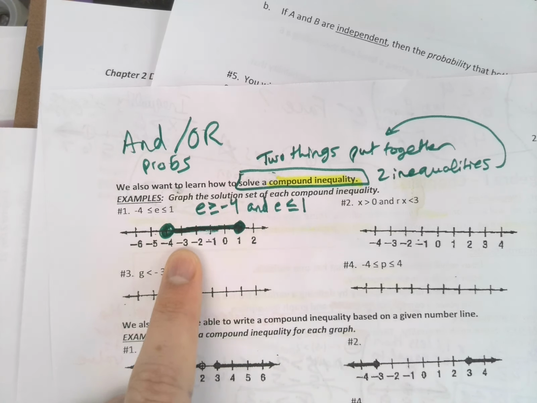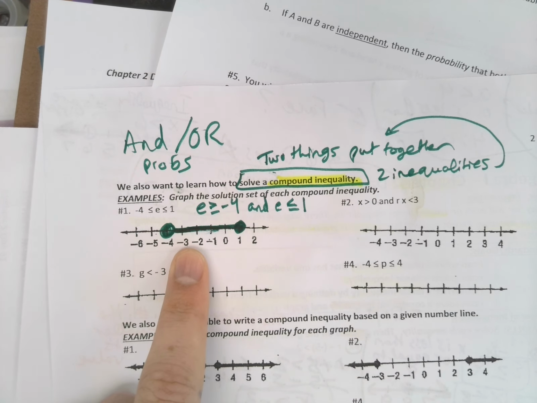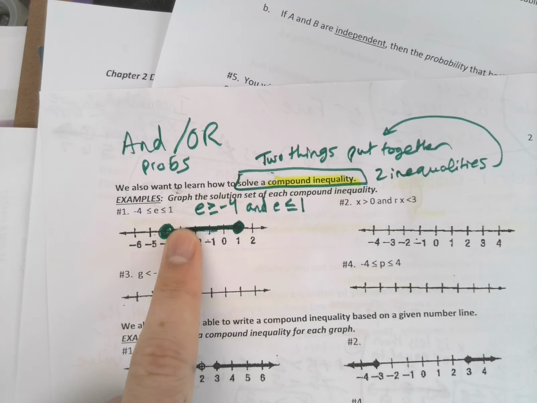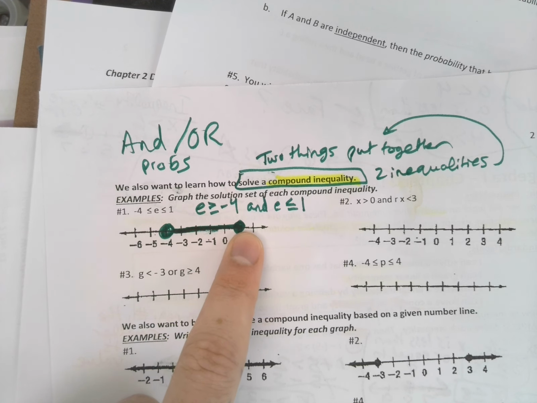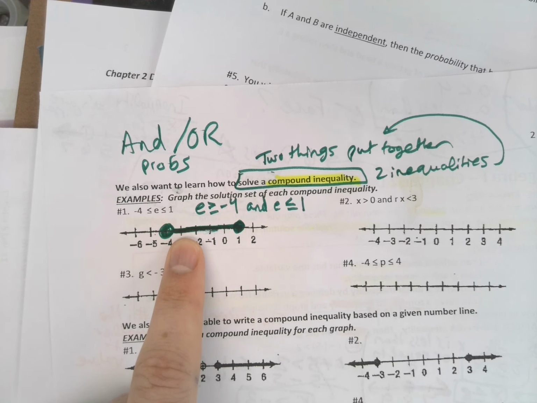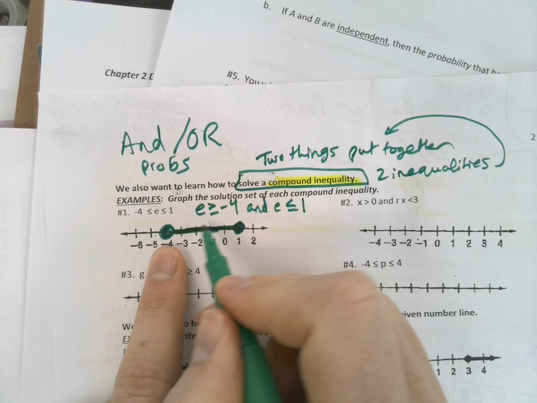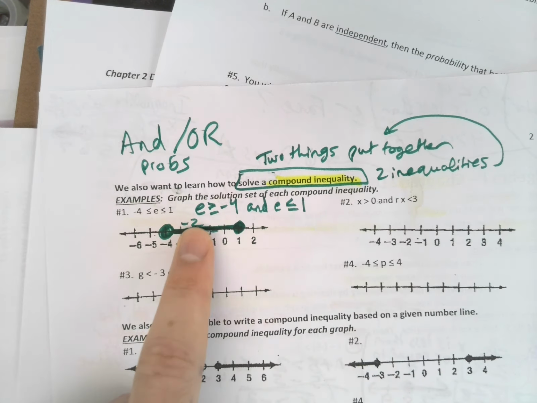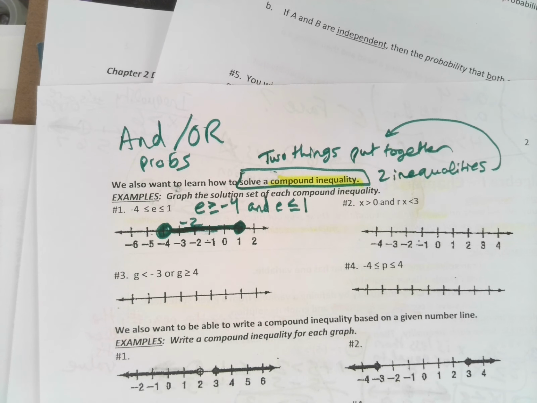Yeah. So we're kind of stuck in the middle here, aren't we? Check it out. E could be bigger than -4, but it's got to be less than 1. So like Shelby here, she gave me a number. She said, hey, -2. That's something E could be, right? -2, E could be that. It's bigger than that, but less than that.